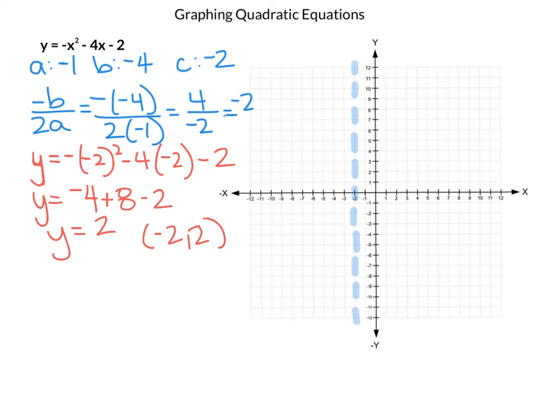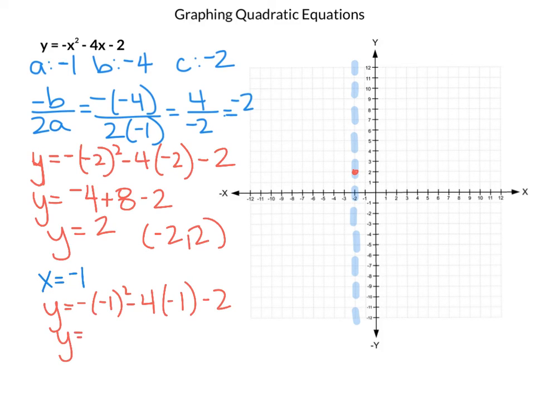So I'm going to plot that point, negative 2, positive 2. There's my point. So again, as we talked before, I'm going to go one spot to the right or to the left of this axis of symmetry to find my next point. So I'm going to go to x equals -1. So if x equals -1, we have to figure out what the y value would be. So y equals -1 squared. All I'm doing is substituting this in the equation, and then I'm going to simplify.